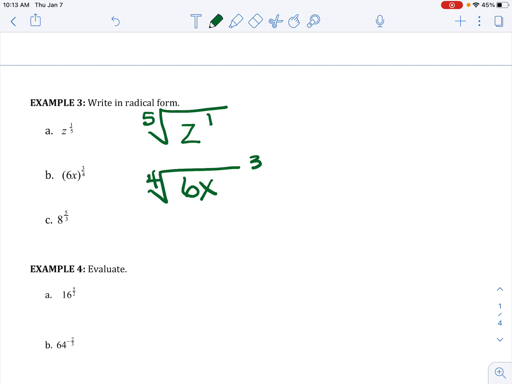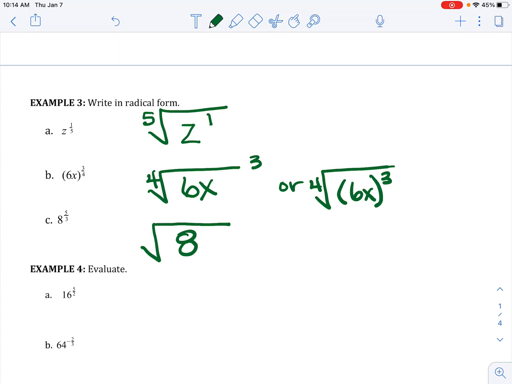Now I can either put the 3 here, or I can rewrite this this way, with the 3 on the inside. Both of them are correct. So here I've got 8 is my base, 5 is my exponent, 3 is my radical.